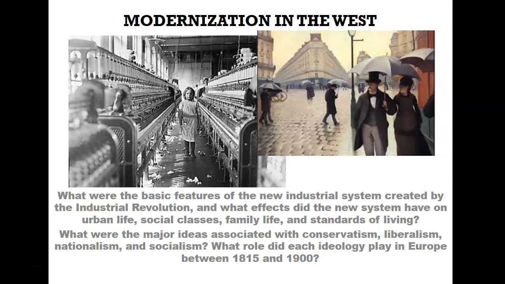This video is titled Modernization in the West, and it has two parts. In the first part, we're going to look at the question, what were the basic features of the new industrial system created by the Industrial Revolution? And what effects did the new system have on urban life, social classes, family life, and standards of living?